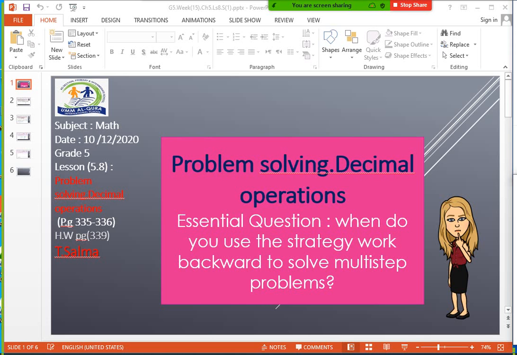Okay, girls. So today we will start a new lesson. Please bring your books and open them on page 335. Okay, I think there are only 8 girls in the session. Now we will start. I think all of you are here, inshallah.